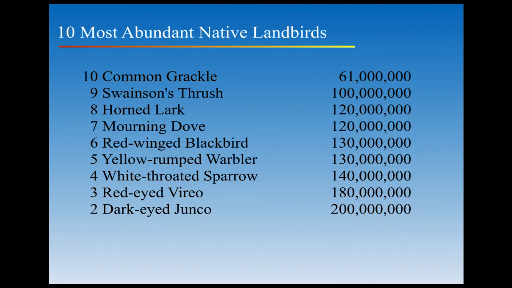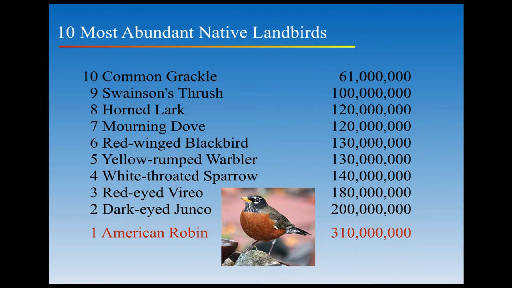And what do you think is number one? Can we guess on that one? Starlings. What? Starlings. These are native species. Yeah, native species. Sorry, native. We'll talk about starlings in a second. What do you think? House finch. House finch? That's a good guess. Ta-da! So that's the big, tall bar in that graph: 310 million American robins.